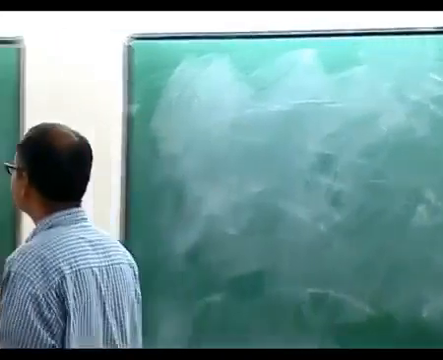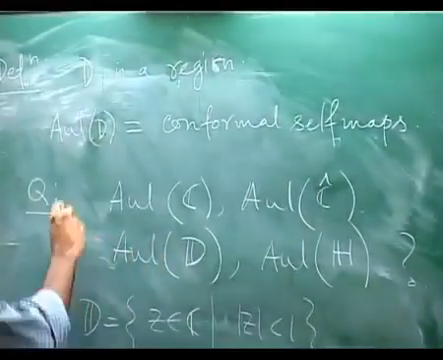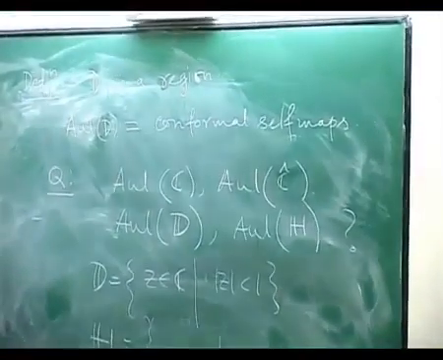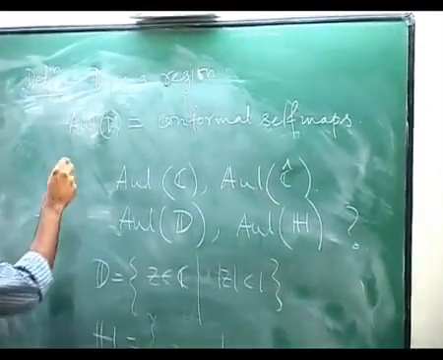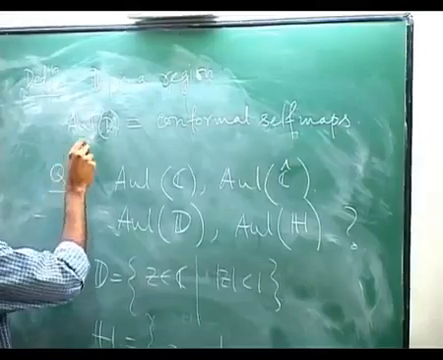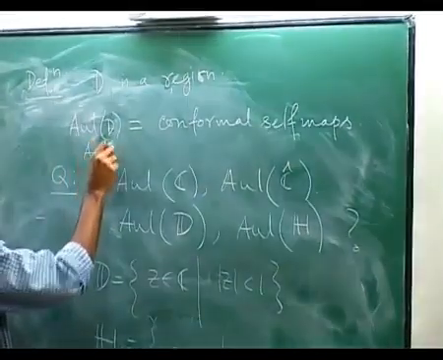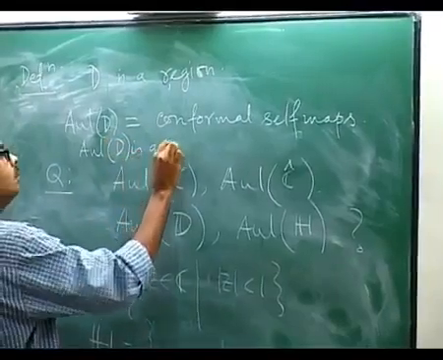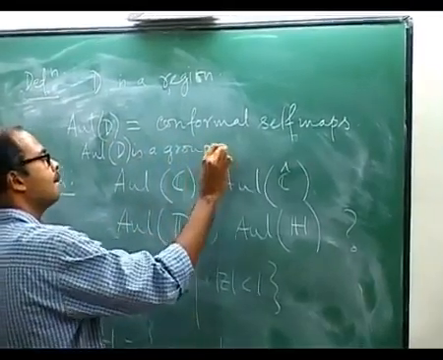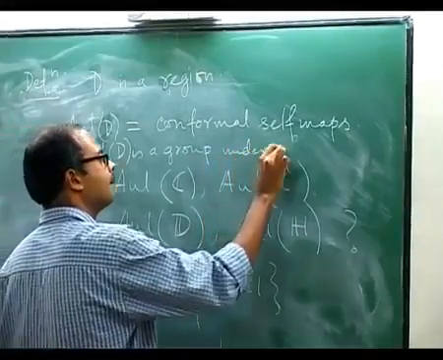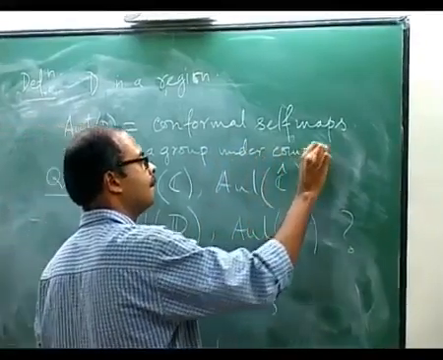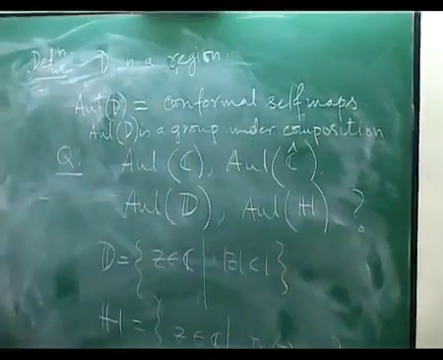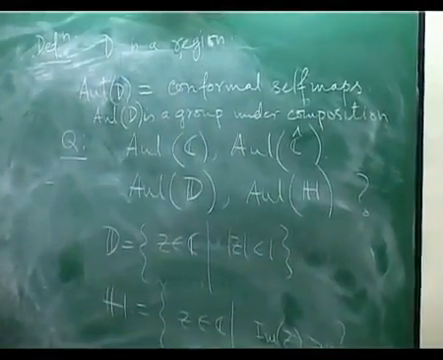So these conformal 1-1 onto maps are going to form a group. So this is a group under composition. So we are going to calculate this group.